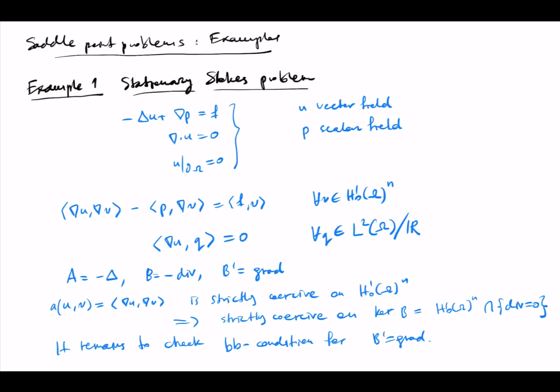Okay, now let's look at some examples of saddle point problems. The first example is the stationary Stokes equation. For the Stokes equation, we have one unknown, which is a vector field u, and the scalar field p. The given data is the right-hand side f, which is a vector field. And let's say we have this Dirichlet boundary condition on the boundary.